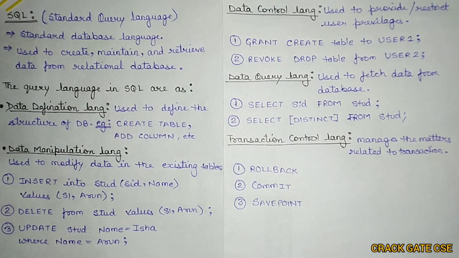Delete is used to delete a record from a table. Take this example, where I have S1 and Arun. If you want to delete this S1 and Arun, you can write delete from student values equal to S1, Arun. Wherever it finds the row S1 Arun, it will delete it. There is also another method for writing this query: you can write delete from student where SID is equal to S1 and name is equal to Arun. If you write it that way, that is also okay.